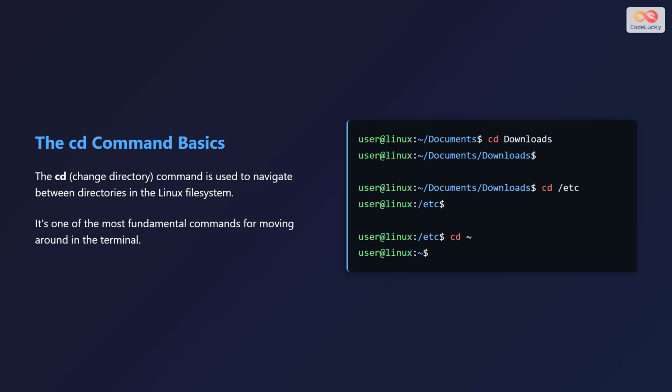Alternatively, to navigate to the etc directory, you can use the absolute path cd /etc. This will take you directly to the etc directory, regardless of your current location. Finally, typing cd ~, which is cd followed by the tilde symbol, will always take you back to your home directory.